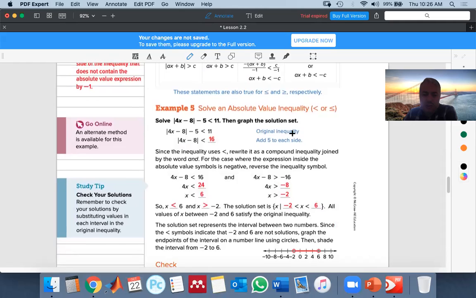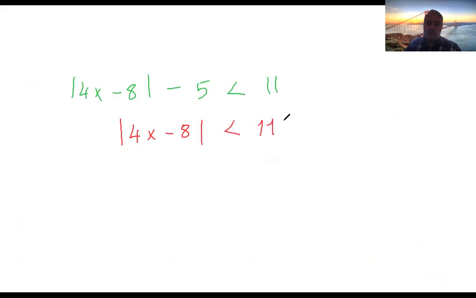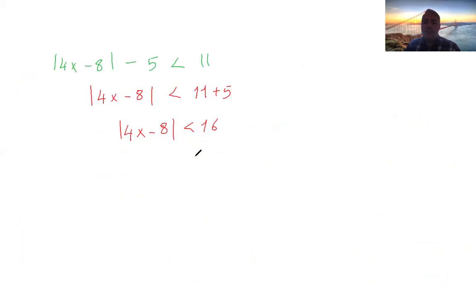Let me solve this question and let me explain. Absolute value of 4x minus 8, minus 5, less than 11. Quickly, I think we can finish this. I will go quickly. So 4x minus 8 minus 5 less than 11. Now the solution. As usual, on the left or right, get only the absolute value. Till here, any question? No. Please write the rule.